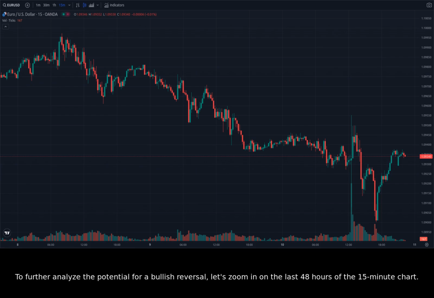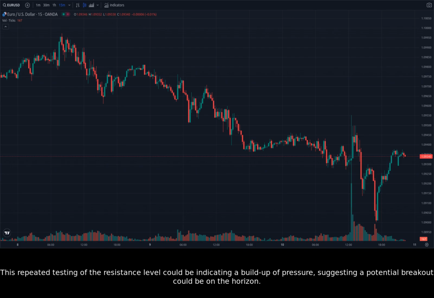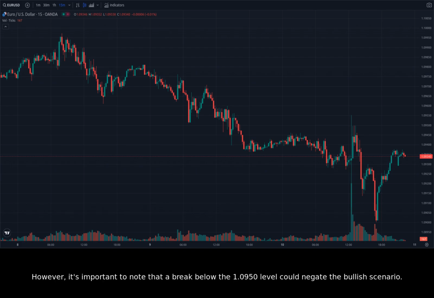To further analyze the potential for a bullish reversal, let's zoom in on the last 48 hours of the 15-minute chart. Zooming in, we can see the higher lows pattern more clearly. The price has tested the 1.0950 resistance level several times, but failed to break through. This repeated testing of the resistance level could be indicating a buildup of pressure, suggesting a potential breakout could be on the horizon. However, a break below the 1.0950 level could negate the bullish scenario.